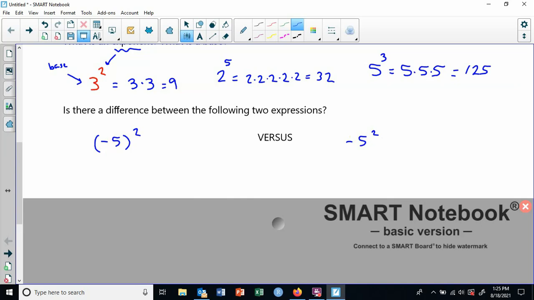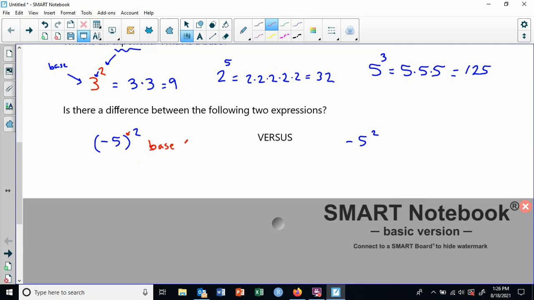So here's how exponents work. They're counting how many of something you have, right? So I had 2 3s here, but they only count what they are touching, what they are right against. So this 2 is actually touching this parenthesis. It's a grouping symbol.